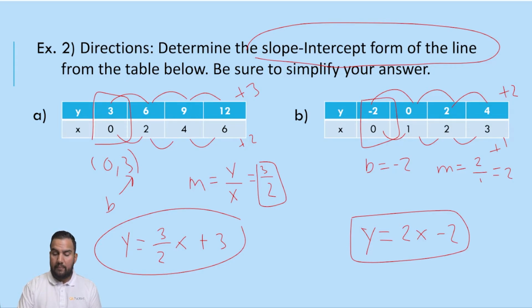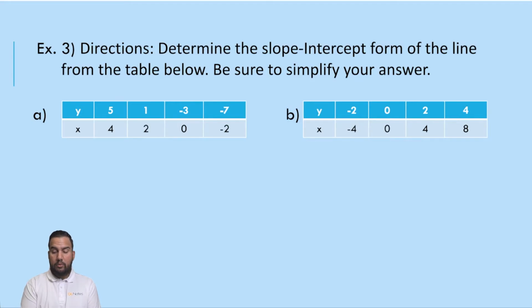Okay? All right. So what I want you to do for example 3 is try this on your own. Put the video on pause. Try these two. Look for the y-intercept. Find the slope and piece it all together. Be careful with the slope because you could have negative numbers as well. Okay? So best of luck on this one. Pause the video. Play it when you're ready and I'll be here.